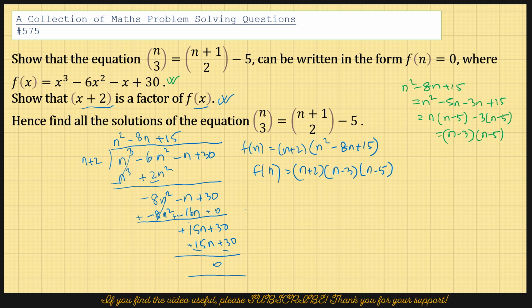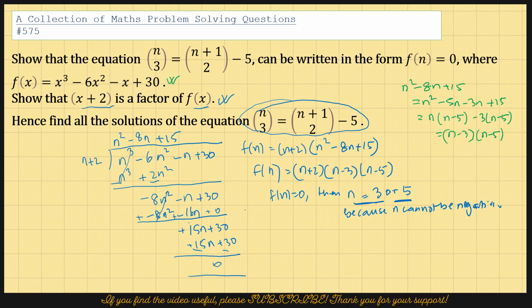And to find the solution, if f(n) equals 0, then n equals 3 or 5, and that's because n cannot be negative. So we get n equals 3 or n equals 5, and those are the solutions of this equation.